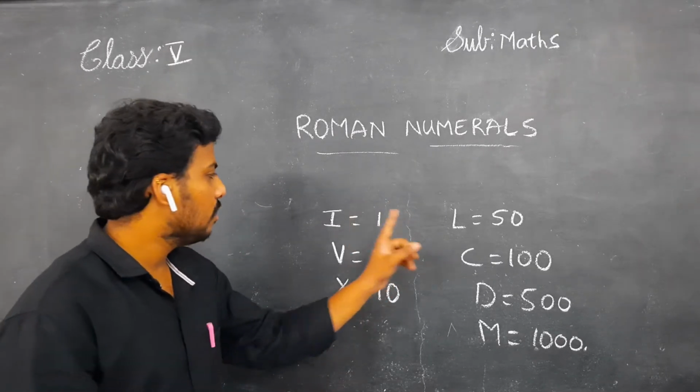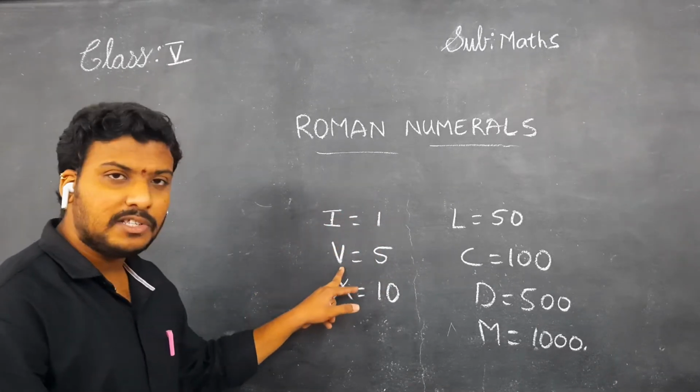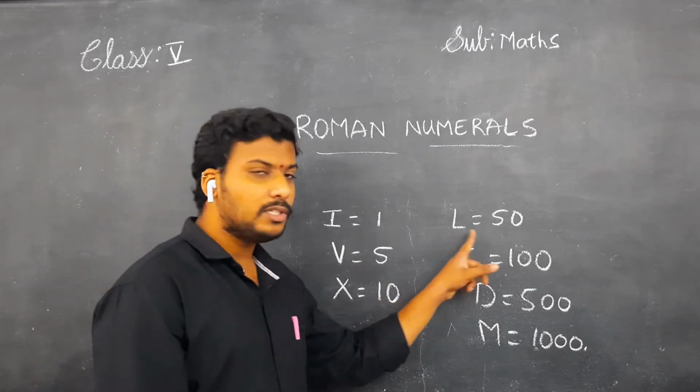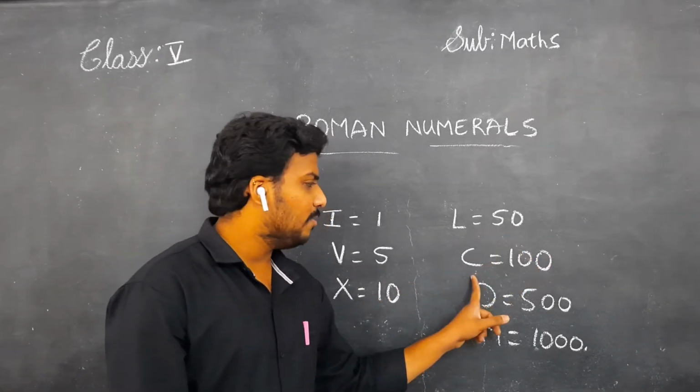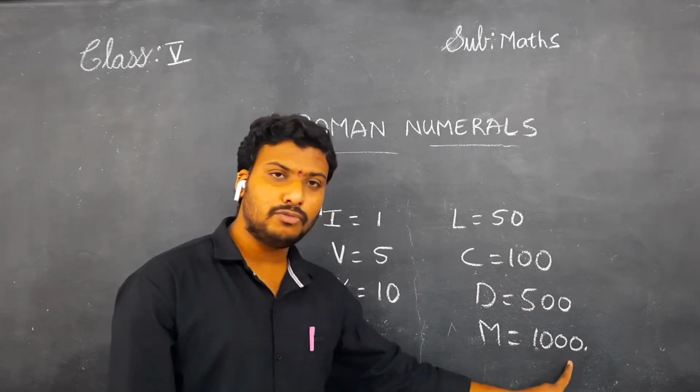Children, if you want to represent numbers in the Roman numerical system, you need to use these letters: I means the value 1, V means the value 5, X the value 10, L means the value 50, children. C means 100. D means 500. M equals 1000, children.